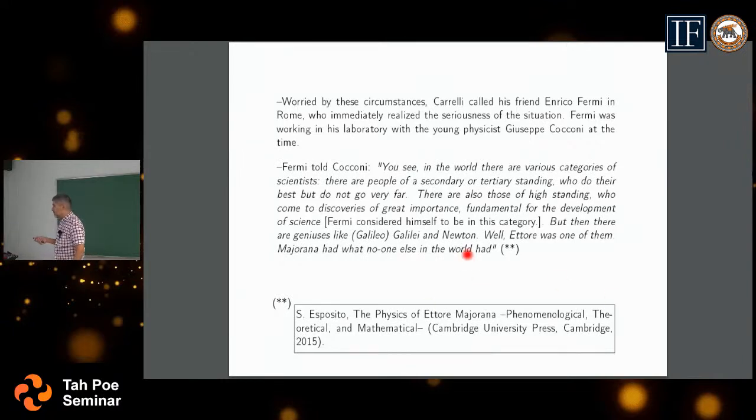If you want to read more about Majorana, I recommend this book by Salvatore Esposito. He's working right now at the University of Naples. This book is really good. If you don't have the book, I can give you a copy.